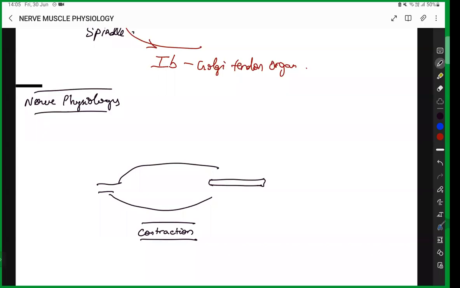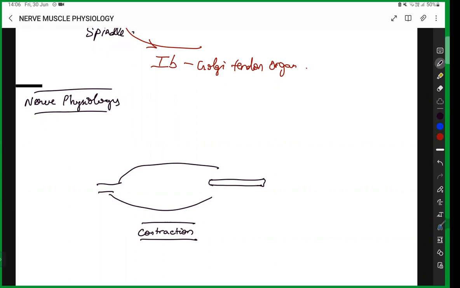So, welcome to the nerve physiology session. Since you all know that we have completed the entire muscle physiology, we have already discussed how a neuromuscular junction acts. In that, I have left with one small clinical topic which I will be covering. Then we will move on towards the nerve physiology.